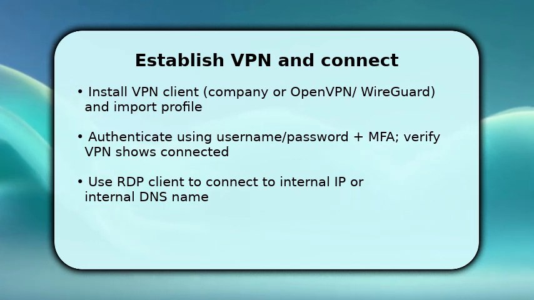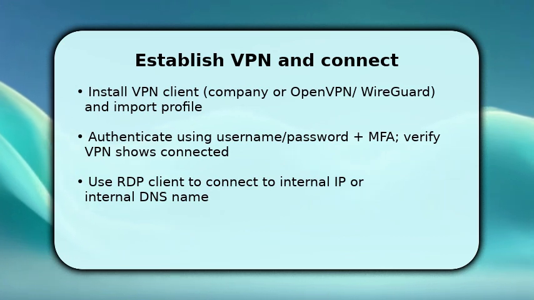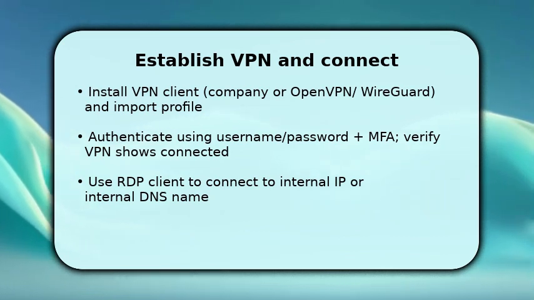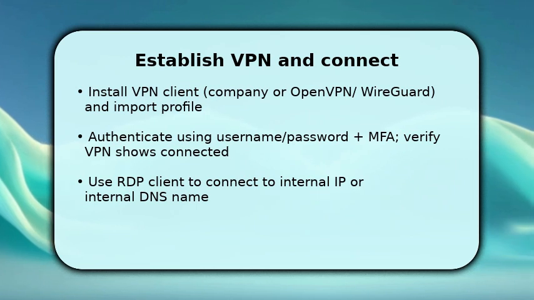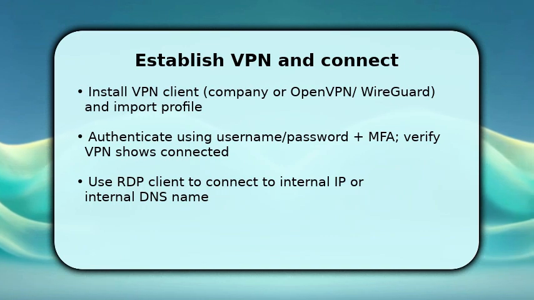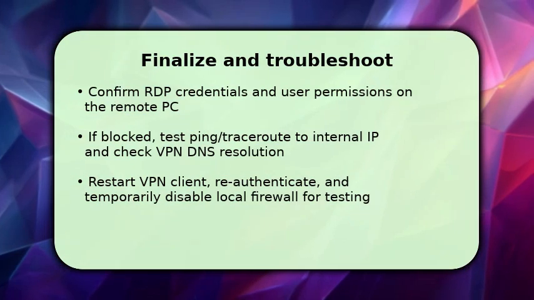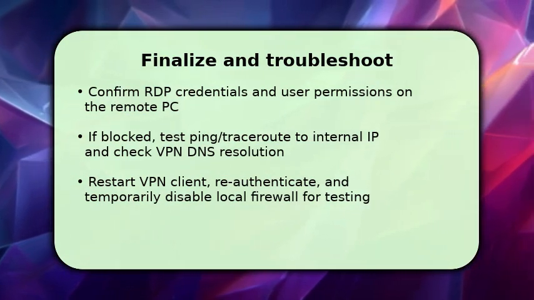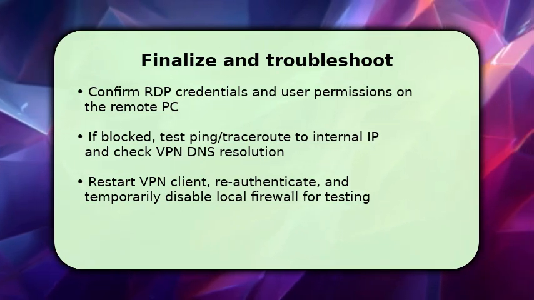Next, open your RDP client and point it to the internal IP or hostname. Because traffic is now on the private network, the session should reach the target machine. Finish by securing the session and handling common issues. Once connected, confirm you have appropriate RDP permissions and that the remote machine allows your account.